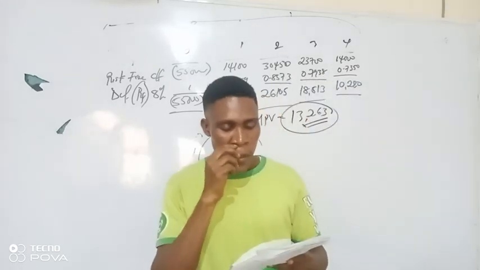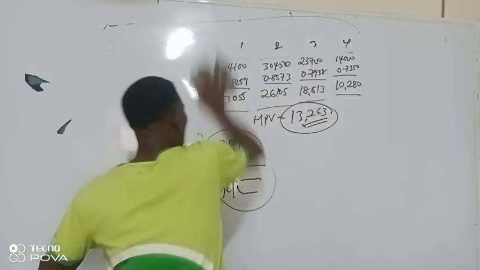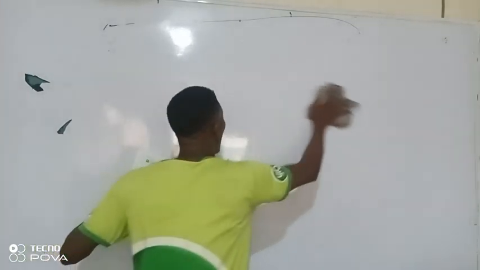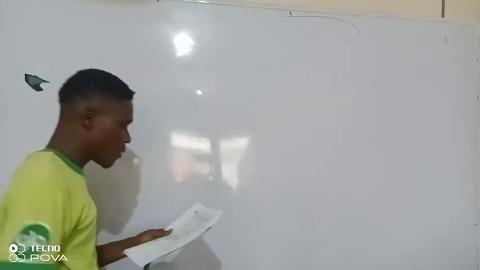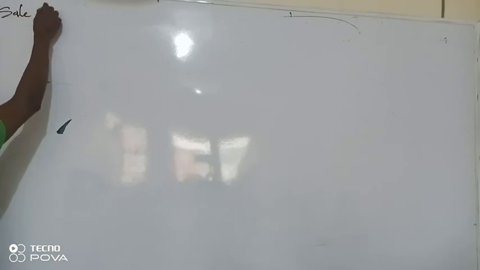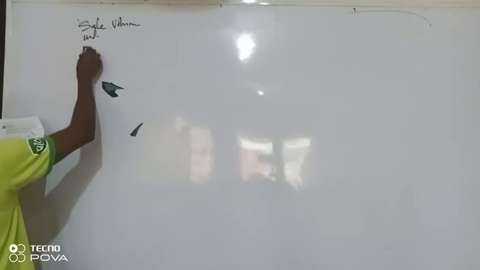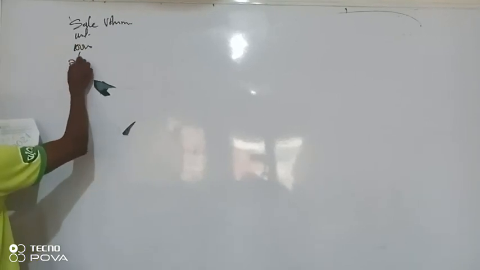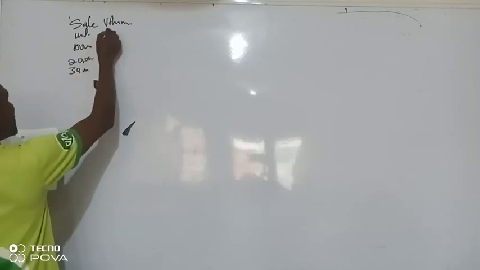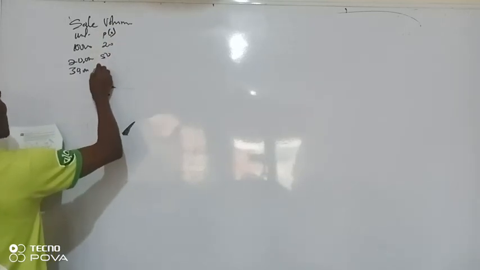Now, look at this scenario in the question. They will create different possible scenarios, and then look for the one that is the best. Under sales volume, we have units: 10,000 units, 20,000 units, and 30,000 units. The probabilities are 20%, 50%, and 30%.